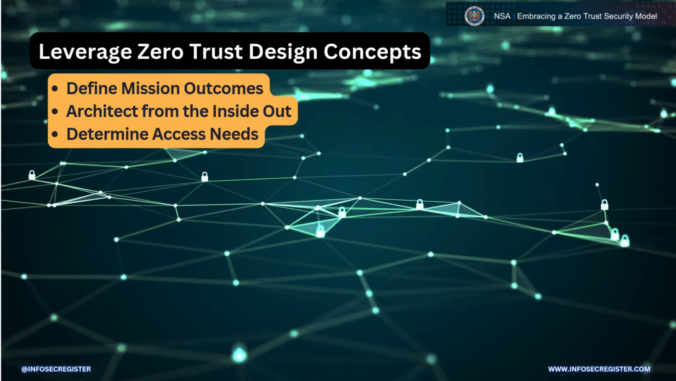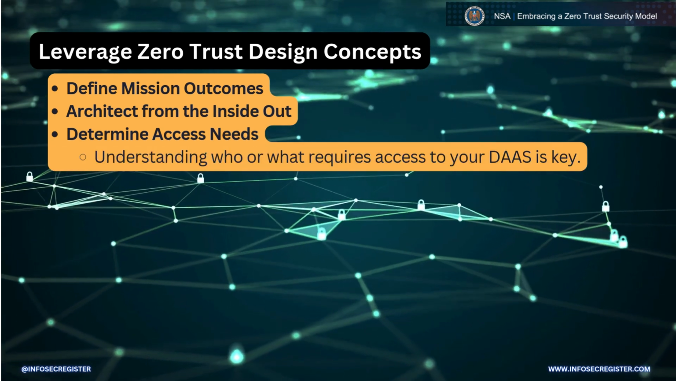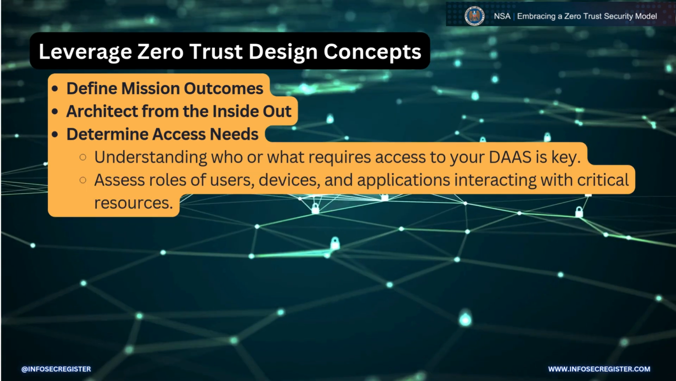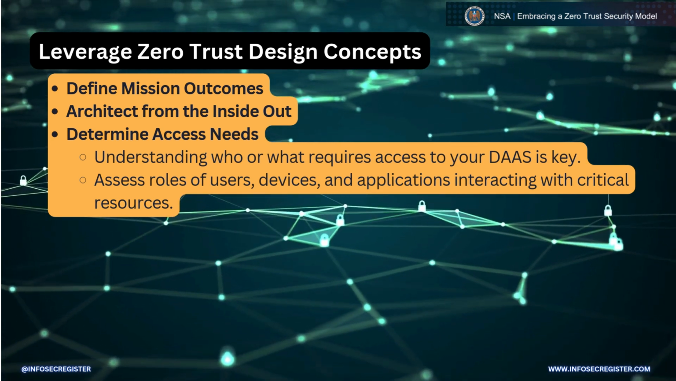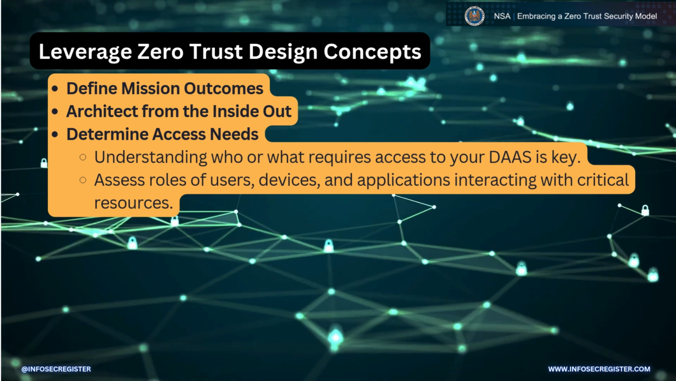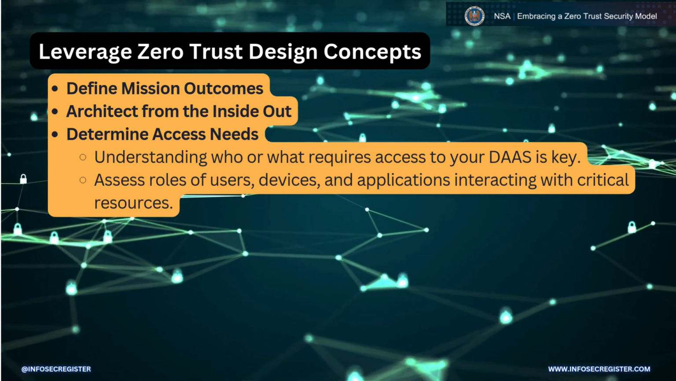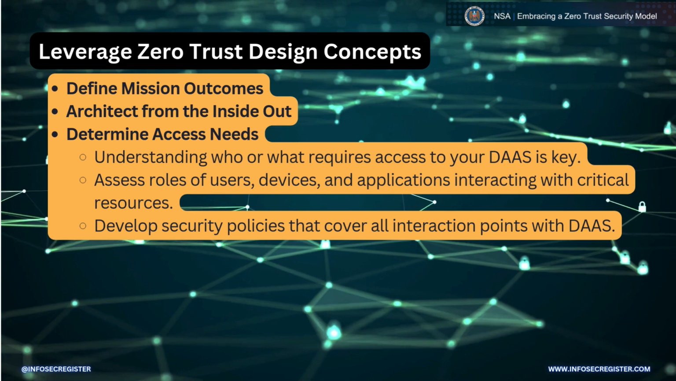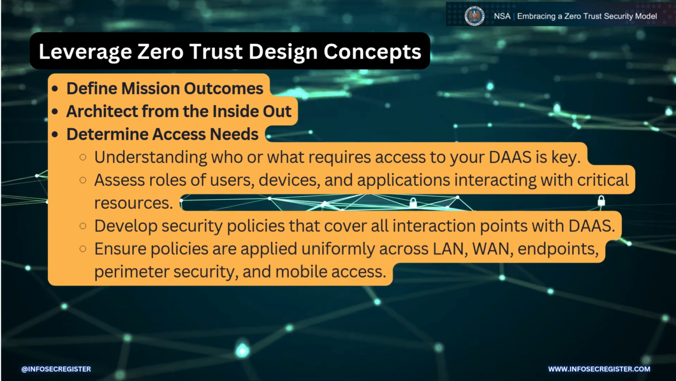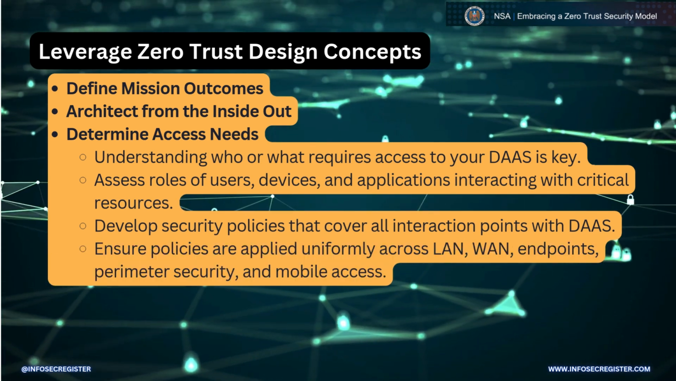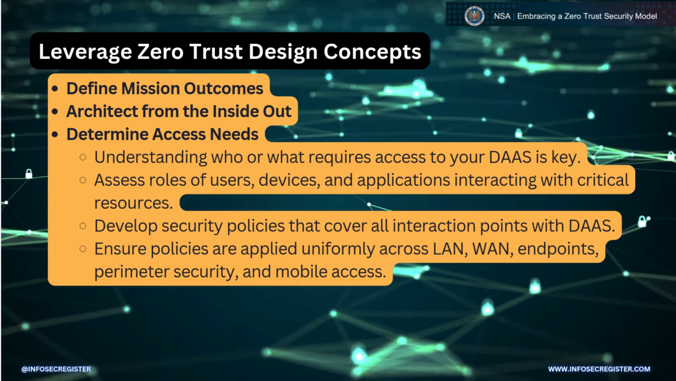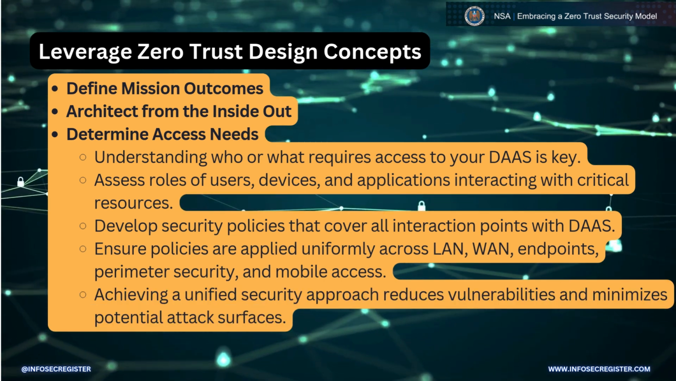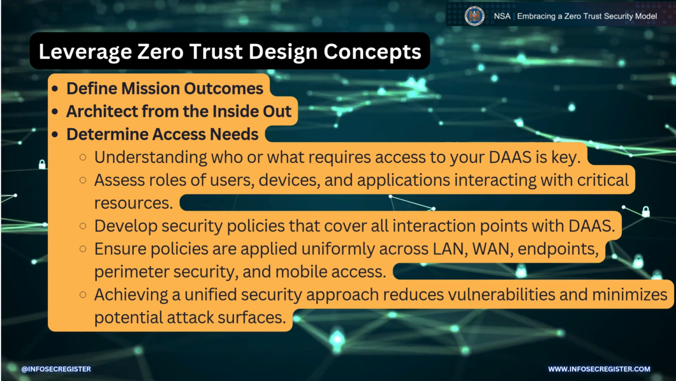Determine access needs. Understanding who or what needs access to your DAS is crucial in establishing effective access control policies. This involves evaluating the roles of users, devices, and applications that will interact with these critical resources. By creating comprehensive security policies and applying them consistently across all environments, whether it's the local area network, LAN, wide area network, WAN, endpoint devices, perimeter security, or mobile access, you ensure a unified security posture that reduces vulnerabilities and potential attack surfaces.